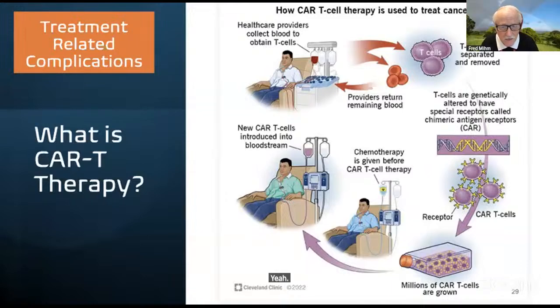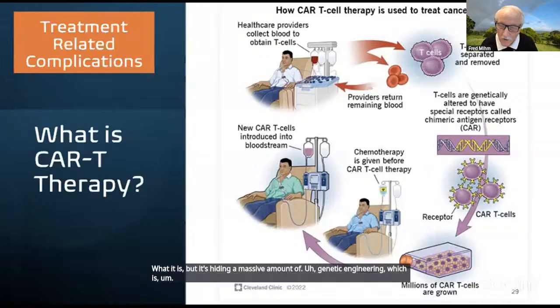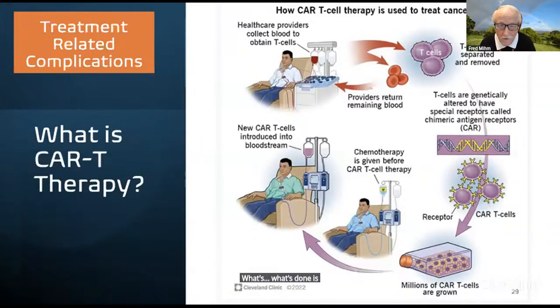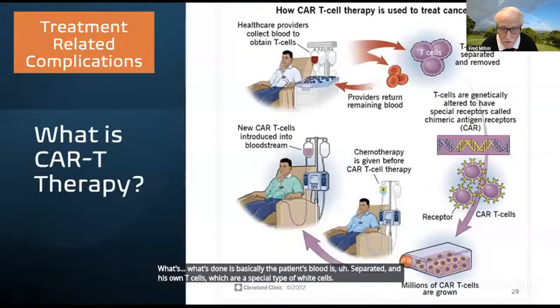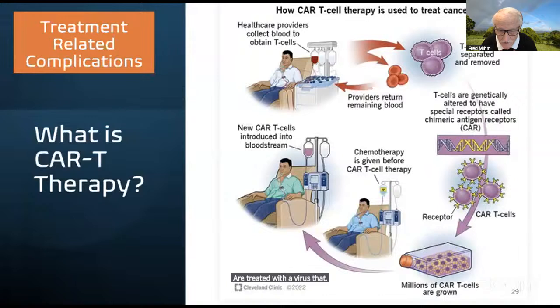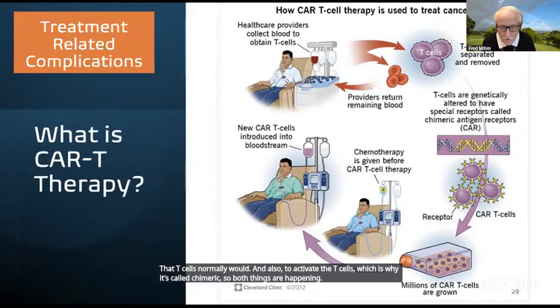CAR T therapy, this is a great diagram of what it is, but it's hiding a massive amount of genetic engineering, which is kind of a medical miracle in some respects. What's done is basically the patient's blood is separated, and his own T cells, which are a special type of white cells, are treated with a virus that replaces some of the DNA in those T cells with a code to make a certain type of receptor called the chimeric antigen receptor. That's a fancy term for a special receptor that allows it to identify cancer cells in a different way than T cells normally would, and also to activate the T cells, which is why it's called chimeric. So both things are happening to destroy those cancer cells.